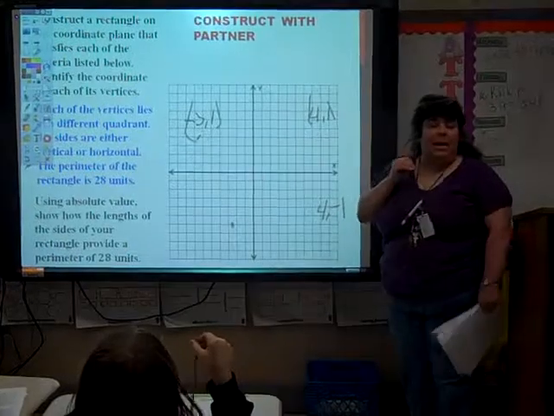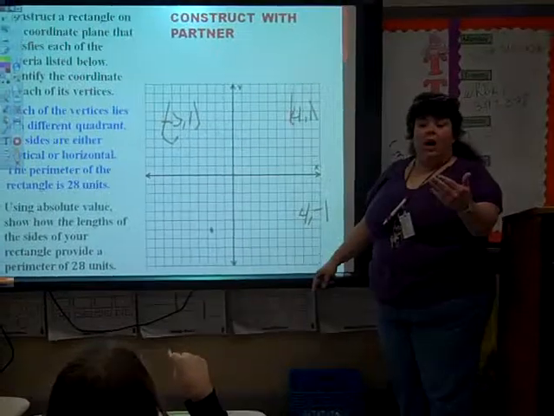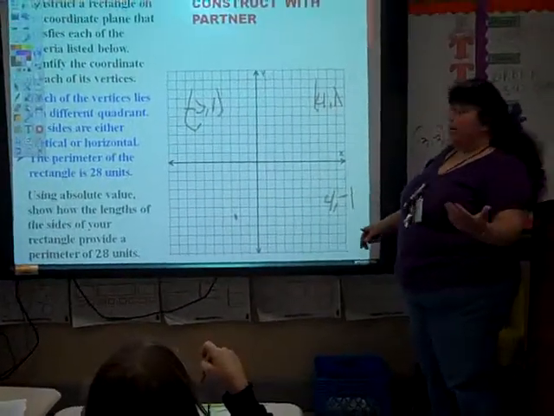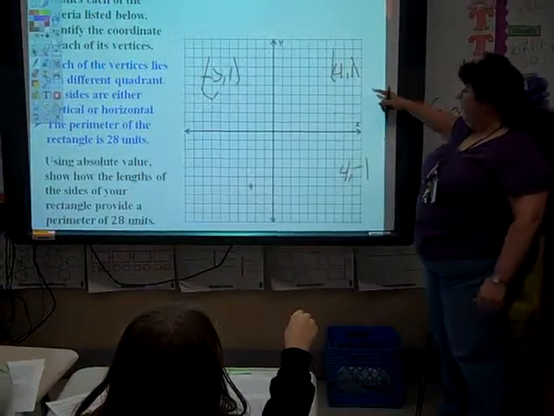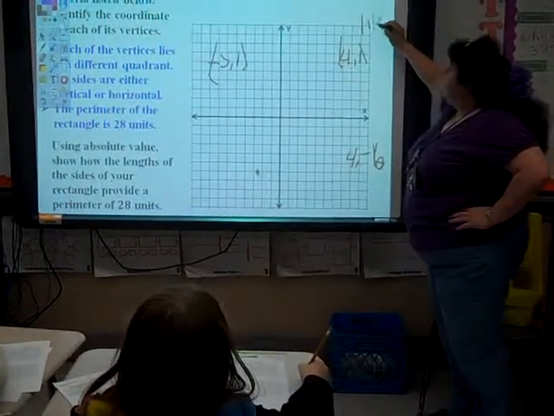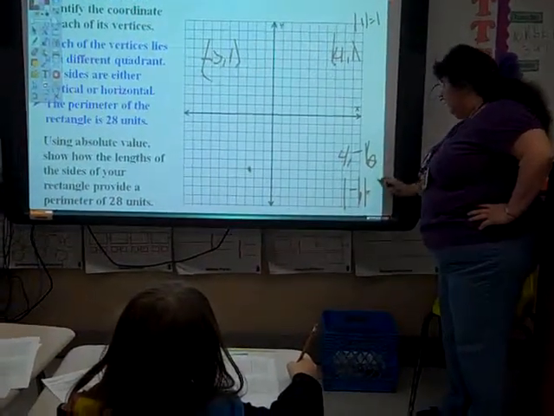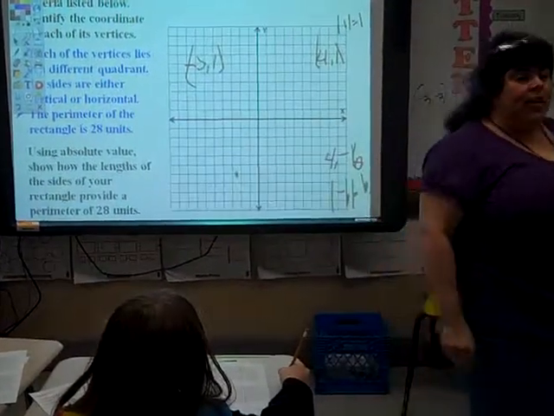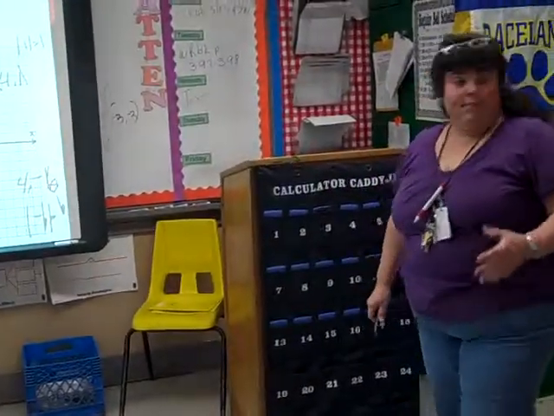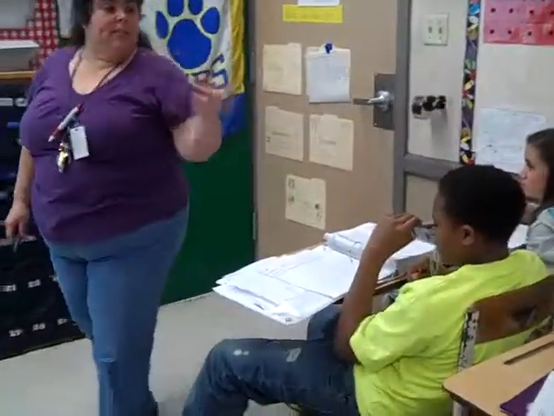How do I know it is 7 units apart? We can count them, or we can use what? Absolute value. So the absolute value of 1 is 1. Absolute value of -6 is 6. So 6 plus 1 is 7. Okay. Any questions on this? Is that a 3? Yeah, -3.